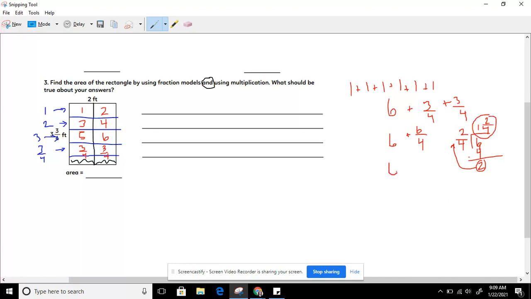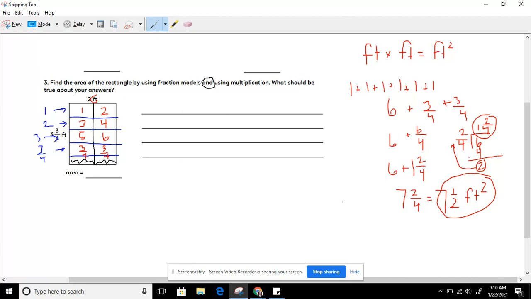So now really what we're doing is 6 plus 1 2/4, which is equal to 7 2/4, which can also be reduced to 7.5. But if you kept your answer at 7 2/4, that's fine. And we can't forget our units. Here we're doing feet, and it's the same thing as centimeters times centimeters. Feet times feet is equal to feet squared. So our answer is 7 2/4 feet squared, or 7.5 feet squared.